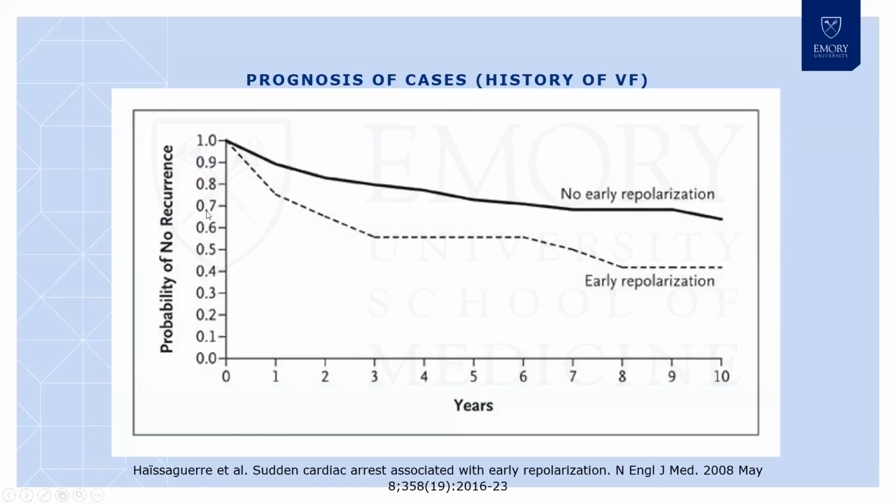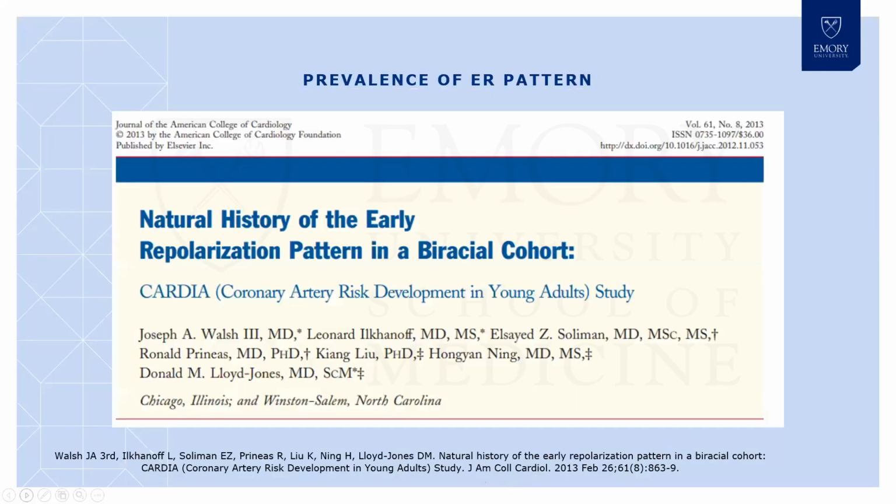What they did notice is the prognosis of patients, and this is only patients with VFib. The patients with early repolarization tended to have more VFib over 10 years compared to patients that did not have early repolarization at baseline. So that was also very important information. Not only were patients with VFib more likely to have early repol, those that had early repol had a more malignant course over the next 10 years.